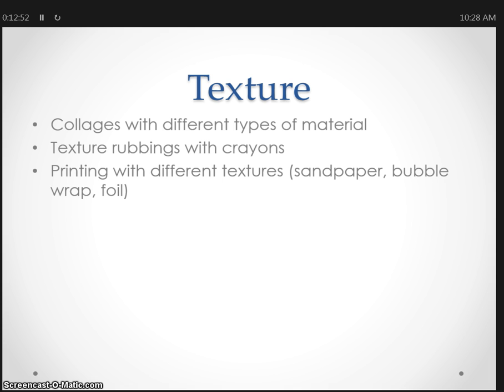One time I had my children doing it with cinder blocks. They would put the piece of paper on top of a cinder block and rub it to see the texture. So there's all kinds of things you can do with that. And then lastly, printing with different textures. So putting a piece into like a large tray of paint and then putting the sandpaper on top of a piece of paper, or doing the same thing with bubble wrap. And I will have bubble wrap available so we can do this.